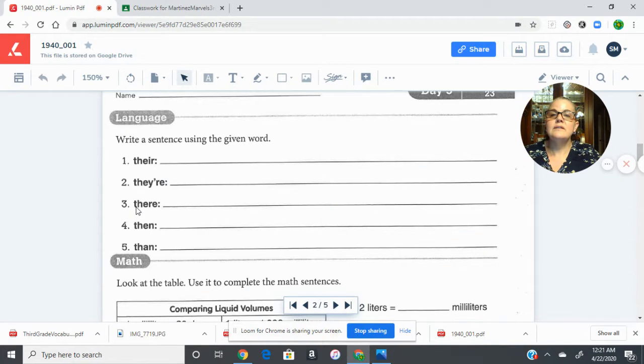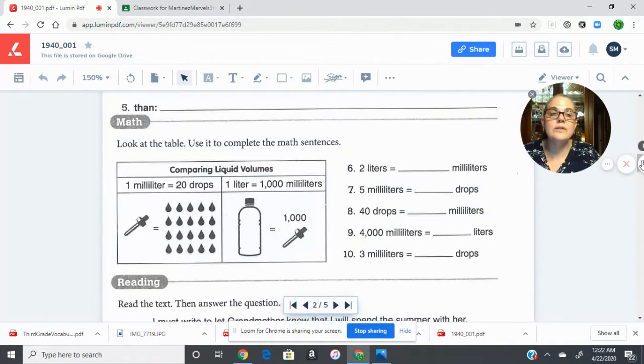And then this one is there as in, if you took the T off, we started here, and now we'll go there. Then we have then, like this will happen first. Then the next thing will happen. And then number 5 is than. So this is bigger than that, or this is slower than that. You're comparing two things. And number 4, then, is something that comes after something else, like an event happens. So you'll write a complete sentence using those words.